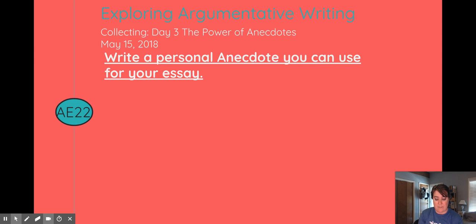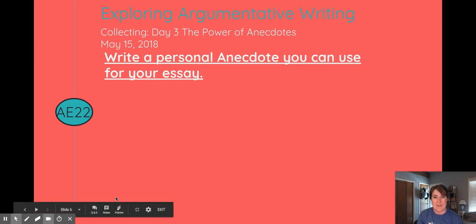Today, during Writer's Workshop, write a personal anecdote you can use for your essay, a story that will support your point of view and engage your readers. Refer to the anecdotes chart to help you structure and craft your anecdote to be a powerful addition to your essay. So this is probably going to be a paragraph or two, but something that is helpful to you. All right, friends, let's write.